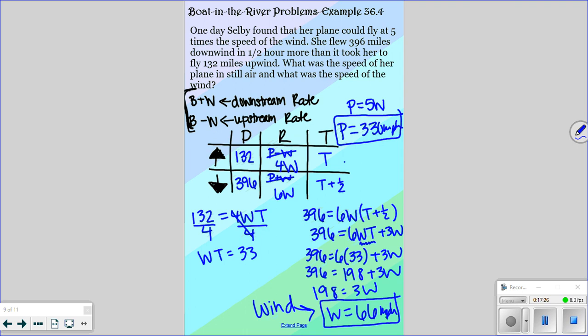So some of y'all may be familiar with those from Algebra 2. You may have forgotten about them, but that's how you work through your boat in the river problems.